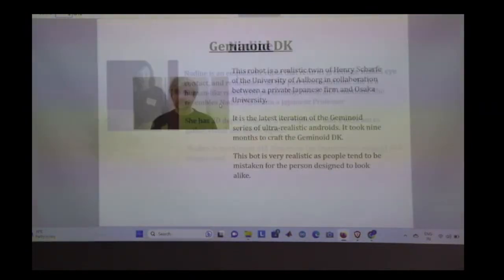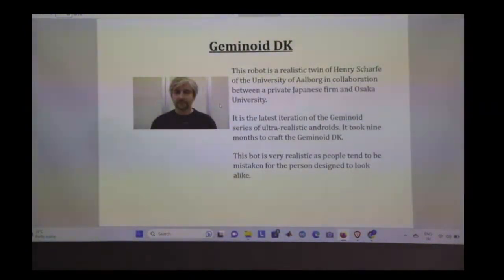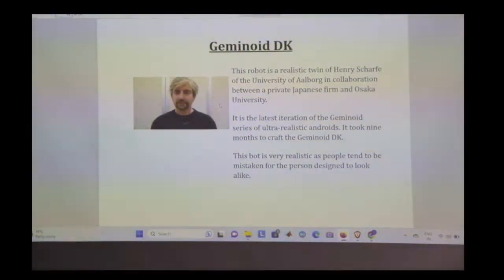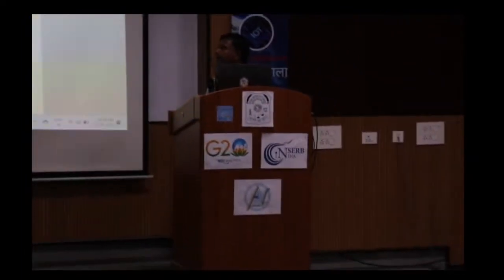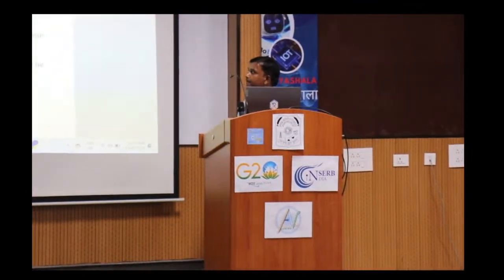Okay. Now, moving ahead, this is Gemini DK. Actually, this is also made by the person DK, and it resembles the same person. When these two persons, the actual and the humanoid, sit together, it's very difficult to distinguish between them. Okay, this robot is a realistic twin of Henry Scar, and of University of Aalborg in collaboration with a private Japanese firm and Osaka University. It has been made by these three groups.